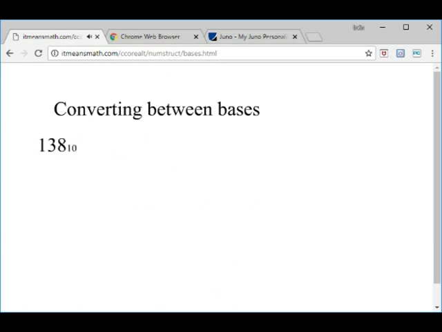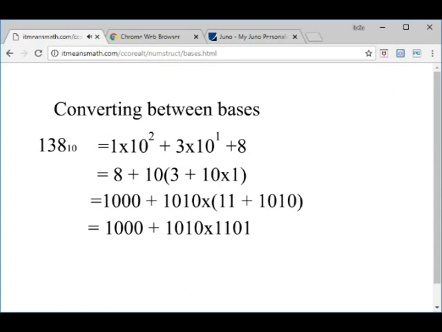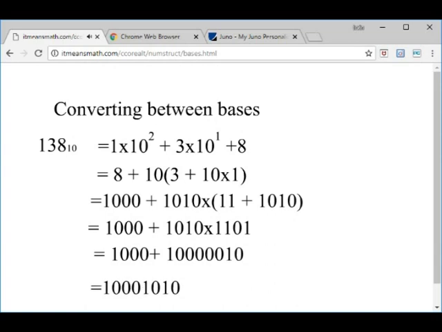We would now like to convert the 138 in base 10 back to base 2. We can write this number as 1 times 10 to the 2nd plus 3 times 10 to the 1st plus 8. We rewrite as 8 plus 10 times 3 plus 10 times 1. We then rewrite each of those numbers in binary. The 8 is 1, 0, 0, 0, the 10 is 1, 0, 1, 0, and the 3 is 1, 1. We first perform the addition. We then perform the multiplication. Then we perform the addition, and we get back the original number that we started with in the binary number system.